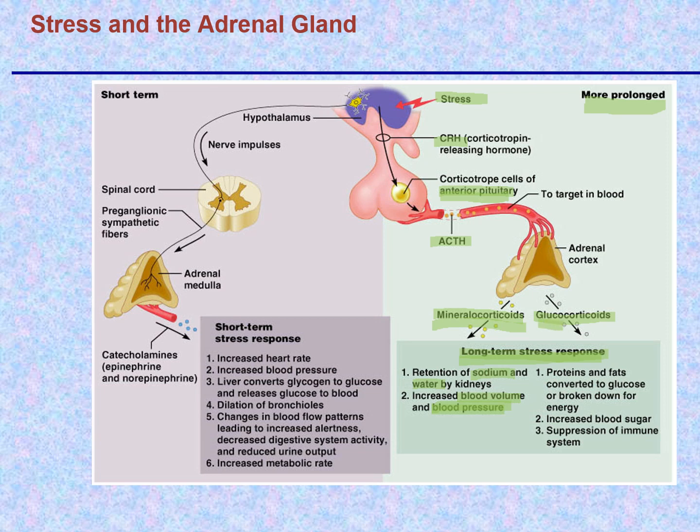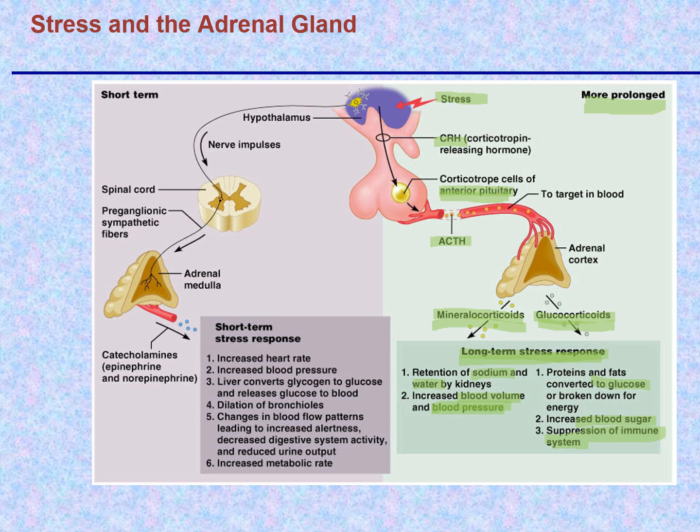At the same time, the glucocorticoids that get released will increase glucose availability and therefore blood sugar, and tend to suppress the immune system, which is why sometimes with stress people are somewhat immunosuppressed, more susceptible to infection.